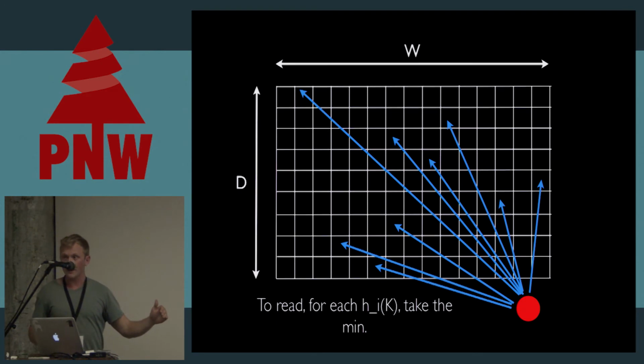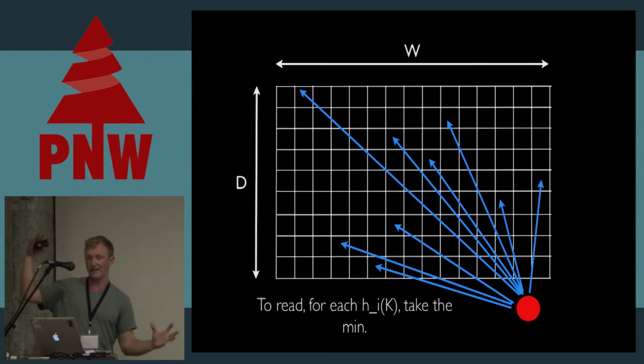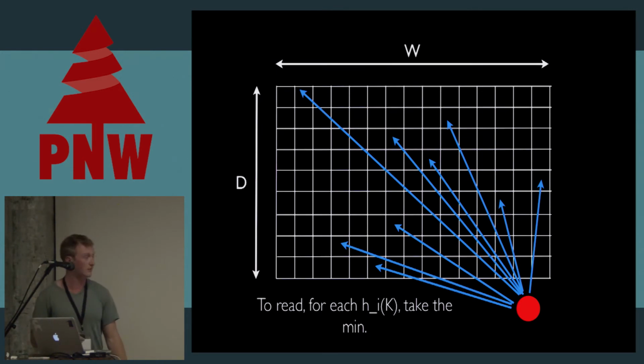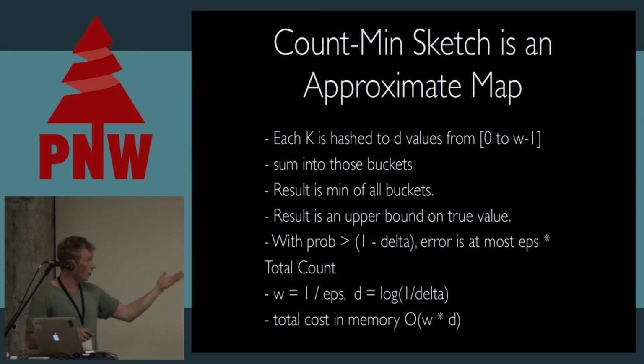So for every key value pair, for every count in this map, there's going to be some error, but it turns out I can bound that error, and the error gets smaller as I allocate more and more space to this 2D matrix. So that's how it's built, and you can reason about the error here.